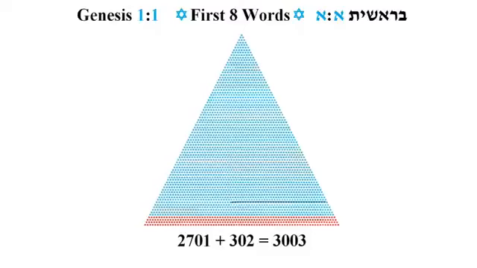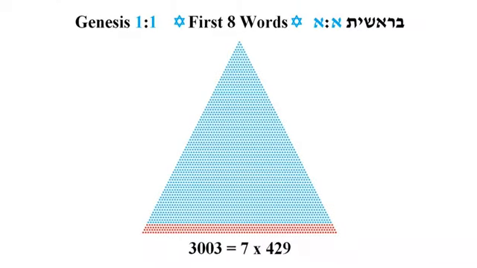That trapezoid fit nicely underneath that triangle. This is what he's saying to me. Hopefully you're listening too. And that total, if you add them together, came out to be 3003, which together, the first 8 words, is divisible by 7 times 429.